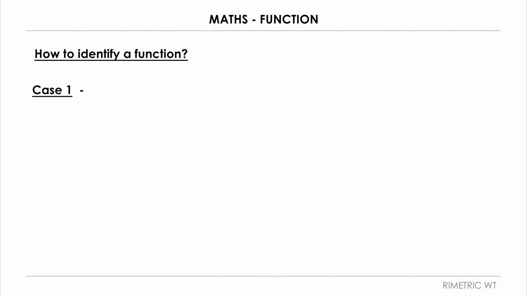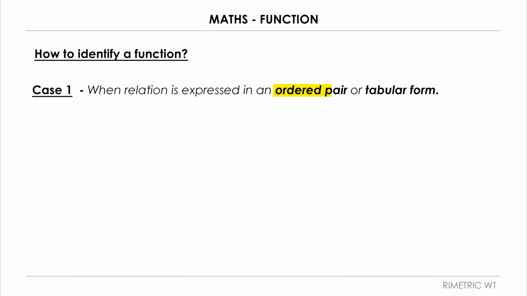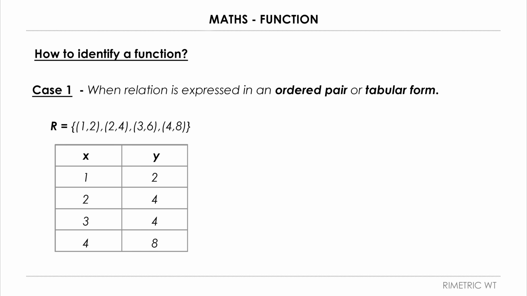The first case is when a relation is expressed as ordered pairs, or in tabular form. In this case, we simply check whether the same input is paired with different outputs. If we find a repeated input with different outputs, then the relation is not a function. On the relation R, each input is paired with one output, or no domain member is paired with more than one range member. Therefore, it is a function.